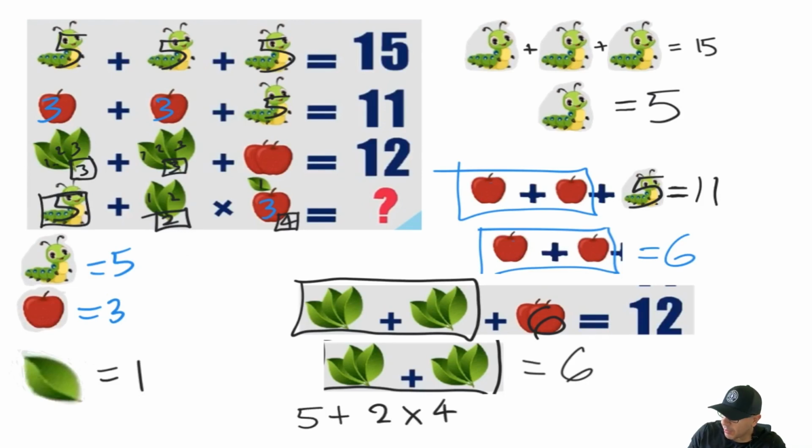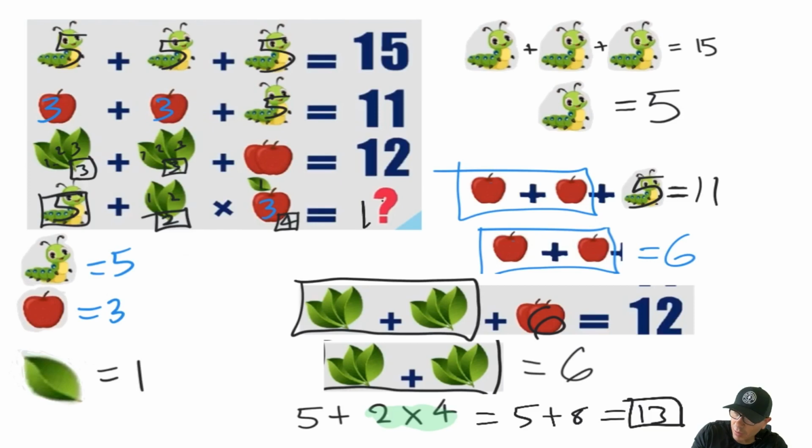Our order of operations tells us that we first must do this multiplication. So we end up with 5 plus 8, because you have to multiply before you add. If you want to check out the order of operations video, we have it linked below, just in case you're wondering why we didn't add first. And so our grand finale here is 13. This last equation adds up to 13.